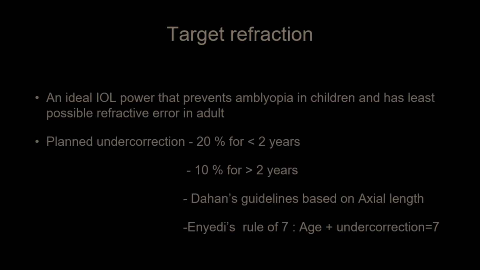And this rule of 7 is there, in which age plus undercorrection is equal to 7. So if we have a 2-year-old, we will give them a +5 diopter intraocular lens, which equals 7. And for a 7-year-old, we'll plan a plano lens.